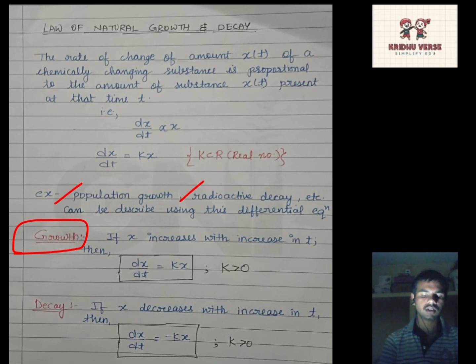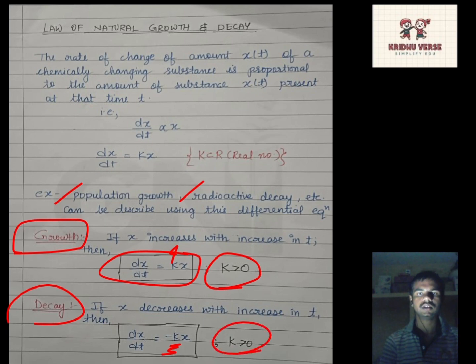Similarly, we mention the same thing here: dx/dt = kx for k greater than 0. Here k is positive, so this means it is growth. But in decay, you see here k is negative: dx/dt = -kx for k greater than 0, which means it is decay. So if x increases with increase in time, then it is growth. What if x decreases with increase in time? It means it is decay.